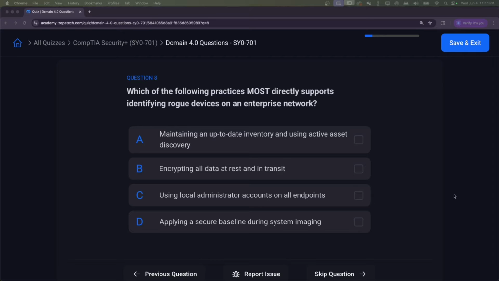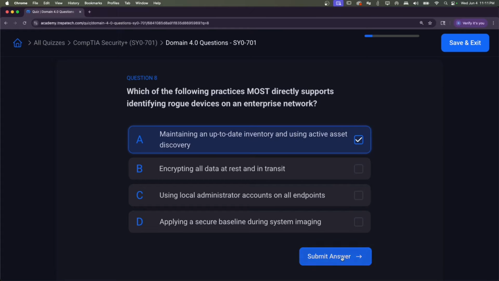I'm going to go with A here. Most directly supports identifying rogue devices on an enterprise network is going to be maintaining an up-to-date inventory, so knowing exactly what you have and using active asset discovery. And when you discover something that's not in your inventory that you know is accurate, you're going to know someone added something to your network, a rogue device. So we're going to go with A.